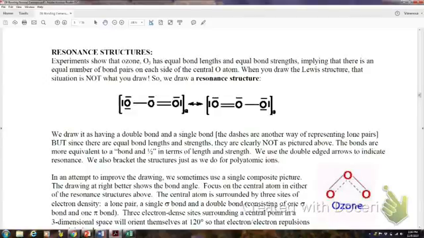Yes? What's the bond order again? We're going to get to it. It's going to be in the notes. I was just giving you a little precursor. Okay? So for resonance structures, you have to draw both.